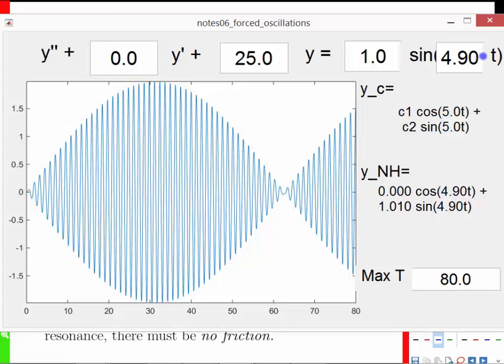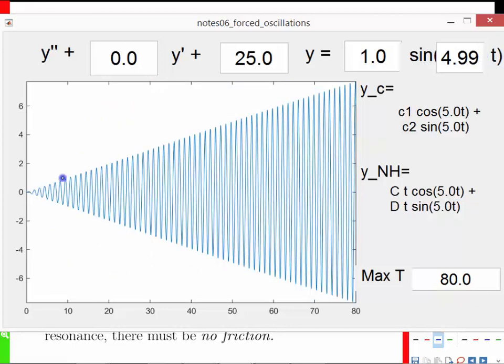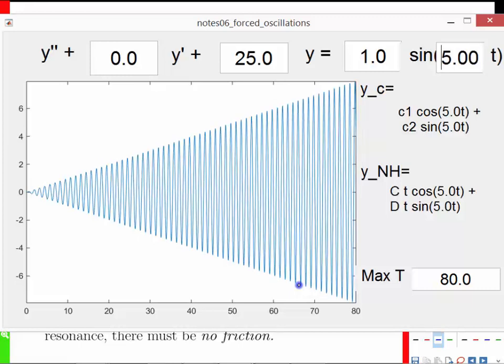Let's actually just boost this up to 4.95 and 4.99. So as we get closer and closer, we get longer and longer terms of growth in the amplitude until we get the exact overlap with 5. Okay. So that's a whole collection of other phenomena.